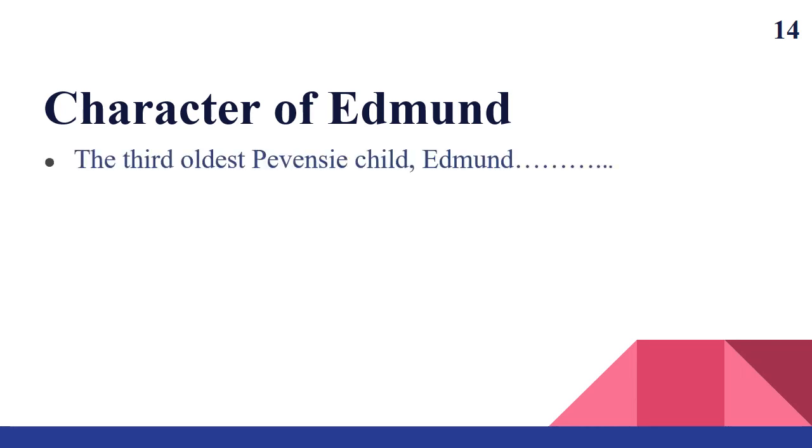So, we are going to start with the character of Edmund, the third oldest Pevensie child. He's the most spoiled child of the novel, and the word brat is used for him to show his characteristics. Edmund is a spiteful and mean person as well. He is the younger brother of Peter and Susan, and older than Lucy.